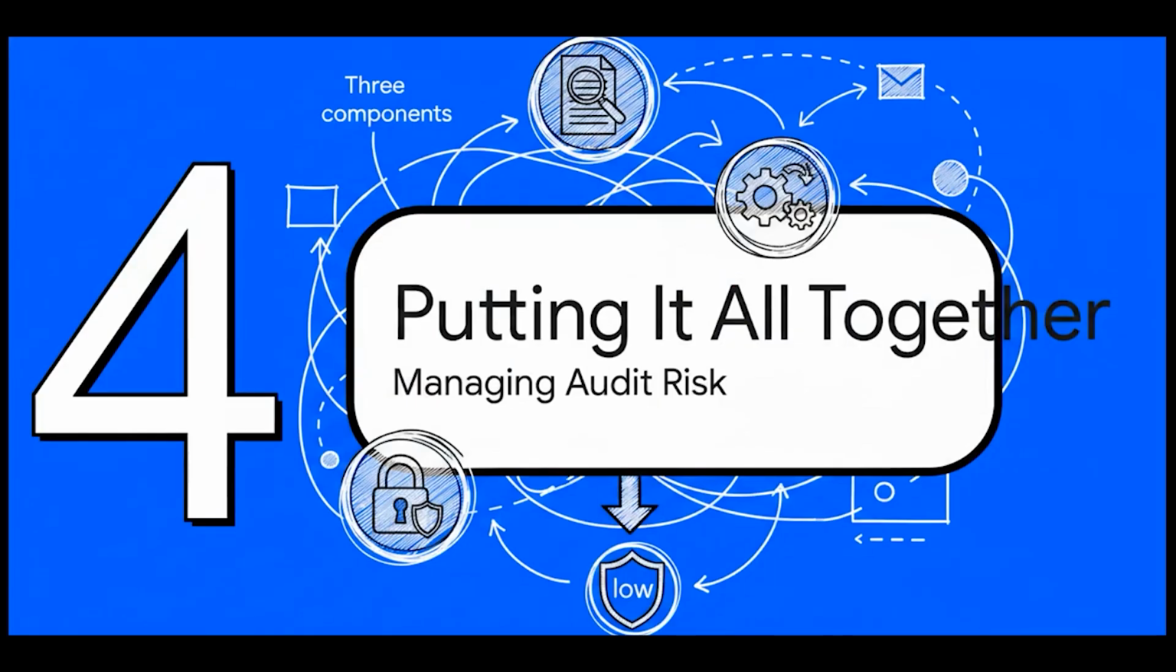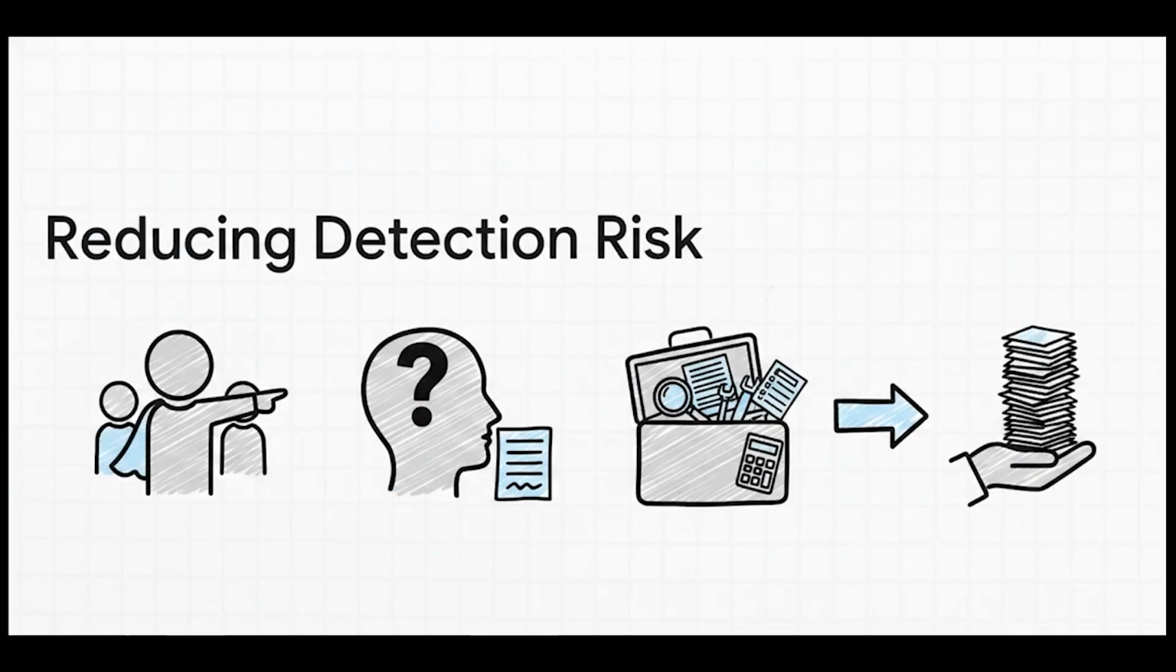Okay, so let's put all the pieces together. How do these three components, inherent, control, and detection risk, all interact to build a complete audit strategy? This is basically the auditor's playbook for high-risk situations. If they walk into a client where the inherent and control risks are through the roof, they have to compensate. To keep their overall audit risk low, they must drive their own detection risk down.